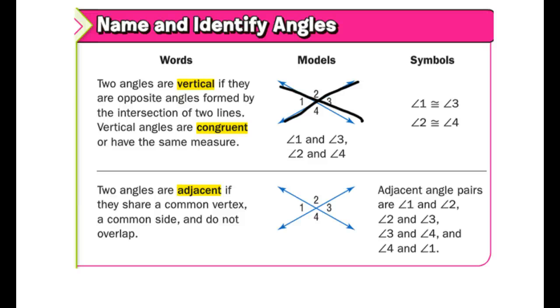Two angles are adjacent if they share a common vertex, a common side, and do not overlap. So that might be 2 and 3, 3 and 4, 4 and 1, 1 and 2, and so forth.